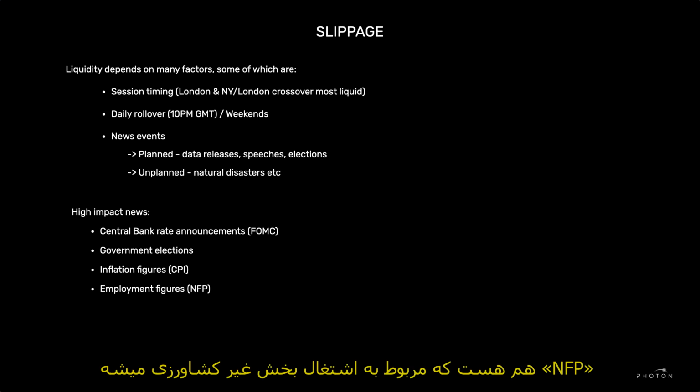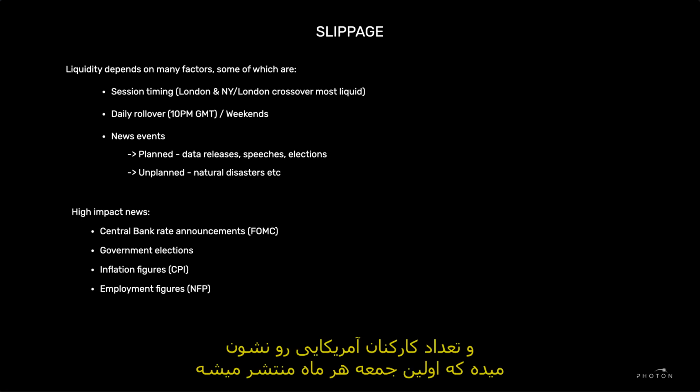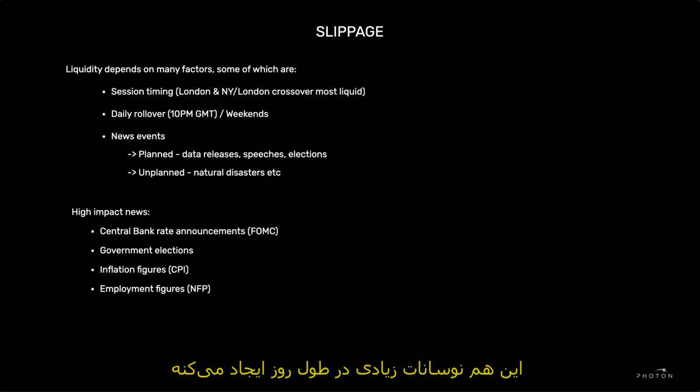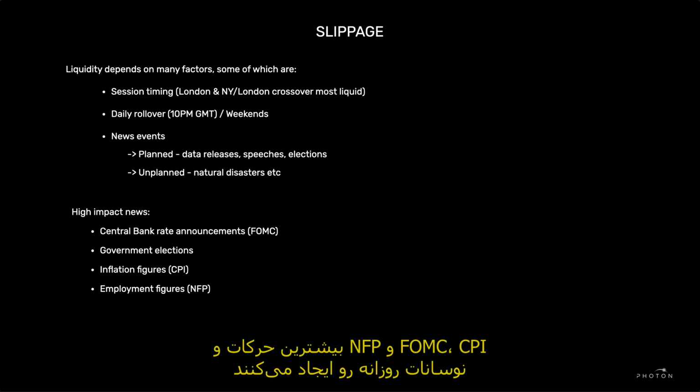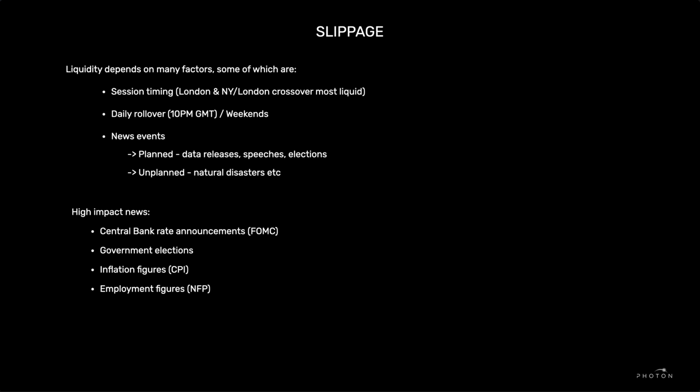So again, in brackets there we have NFP, which stands for non-farm payroll, and that is the American employment figures that are usually released on the first Friday of every month. And this also typically sees quite a large amount of intraday volatility. So do keep an eye on that. FOMC, the CPIs, and the NFP is probably one of the biggest intraday movers as things stand with the current market conditions.